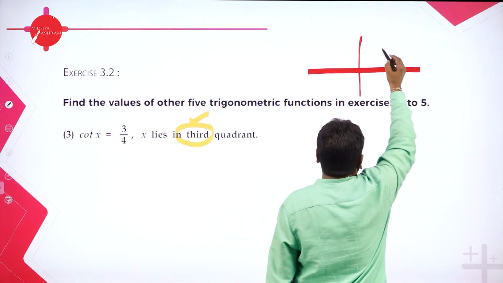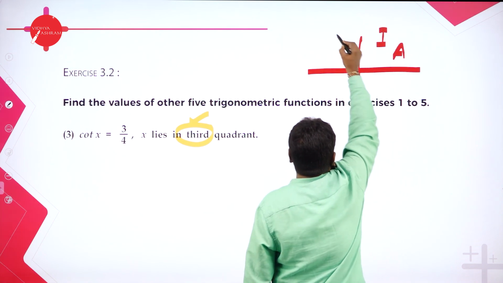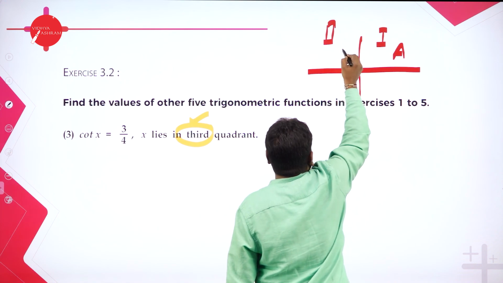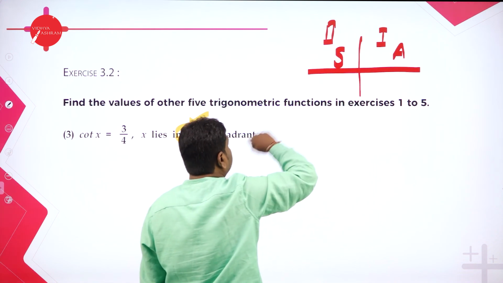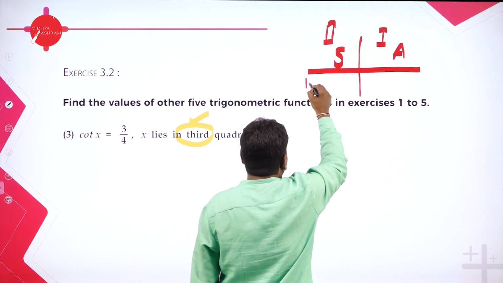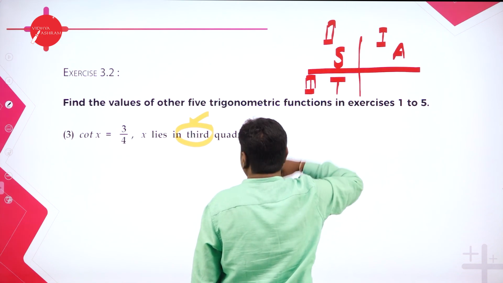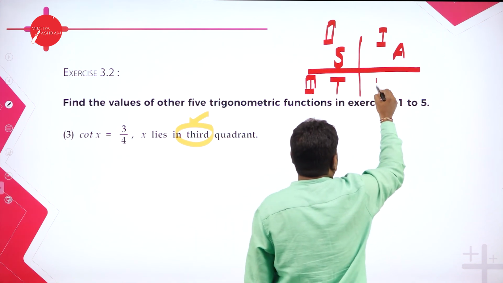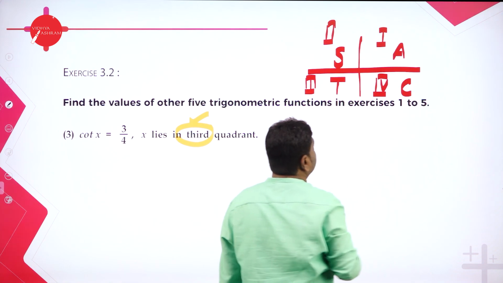So in the quadrant system, the first quadrant is what? A, all are positive. Second quadrant is what? S, only sine and cosecant are positive. But in the third quadrant, AST, third is this. In the third quadrant, T, tan and cot are positive. And fourth quadrant, C. C means what? Cos and secant are positive.